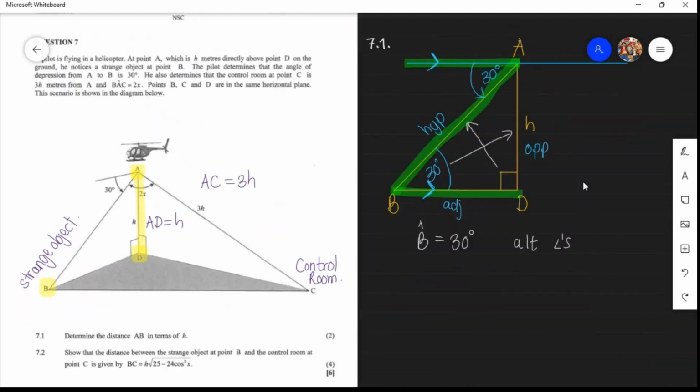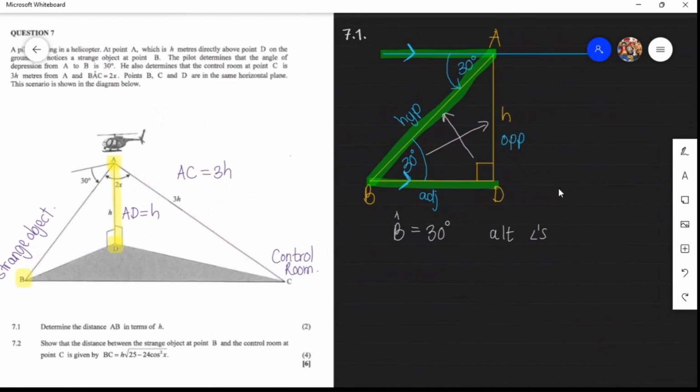So on the right, we'll use our sine rule. On the left, we'll use our sine identity. It's basically going to be the same thing. The only difference is that when we use our sine rule, we're going to use sine of 90 degrees, which is 1. So it's basically the same thing. So let's start with our sine identity.